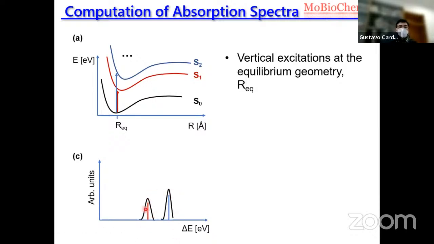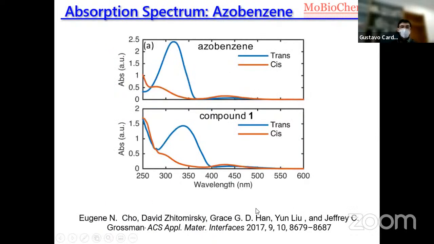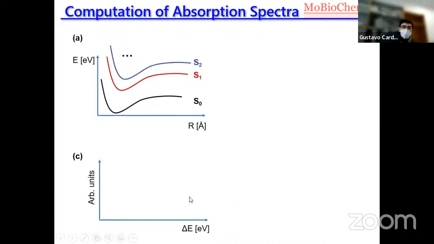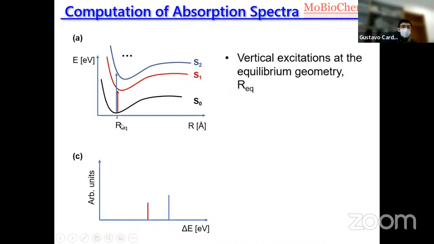But remember, this broadening that we're applying here is non-physical. This is just for comparing with the experimental data that resembles this. So for example, in our case, we would have one peak here, a second peak here, in case we perform the computations on top of a single geometry.